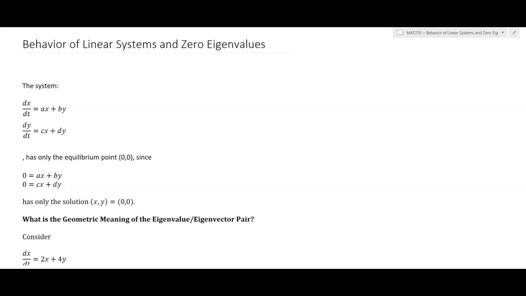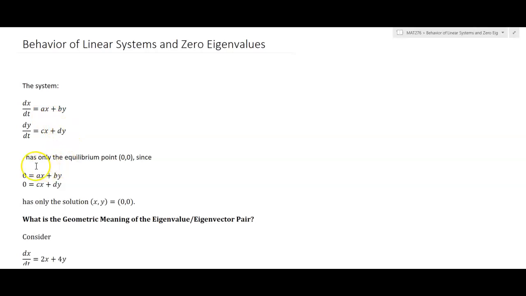Hello and welcome back. In this video lesson, we're going to look at the behavior of linear systems and what happens when we get zero eigenvalues. So first of all, before we get into it, our system that we're studying is a first order, constant coefficient, homogeneous, linear system of differential equations. And once again, the reason this is homogeneous is because we don't have any additional functions of t added on to the end, where we certainly could, but that of course raises some more complexities.